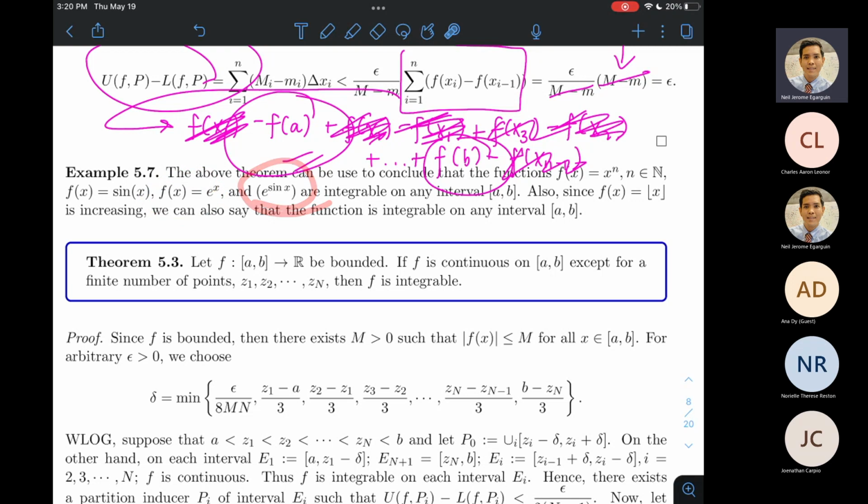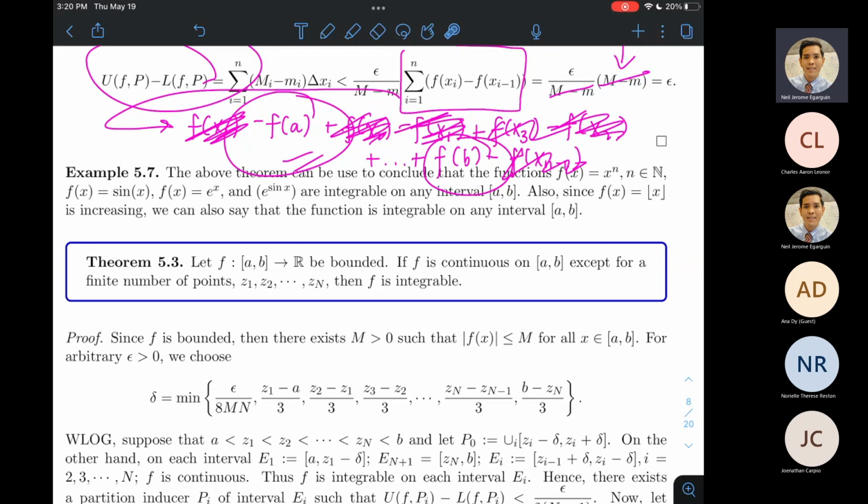Tapos si e to the sin x being the composition of two continuous functions will be continuous on a closed interval [a,b]. Tapos bounded din siya doon. So ibig sabihin ito ay Riemann integrable din. Okay? And then also we have the floor function, which we know is discontinuous at any integer, pero dahil siya ay increasing sa isang closed interval, kahit siya ay discontinuous sa mga integers, ang kailangan lang kasi ay boundedness plus monotonicity, then ito ay Riemann integrable din, kahit siya ay discontinuous.